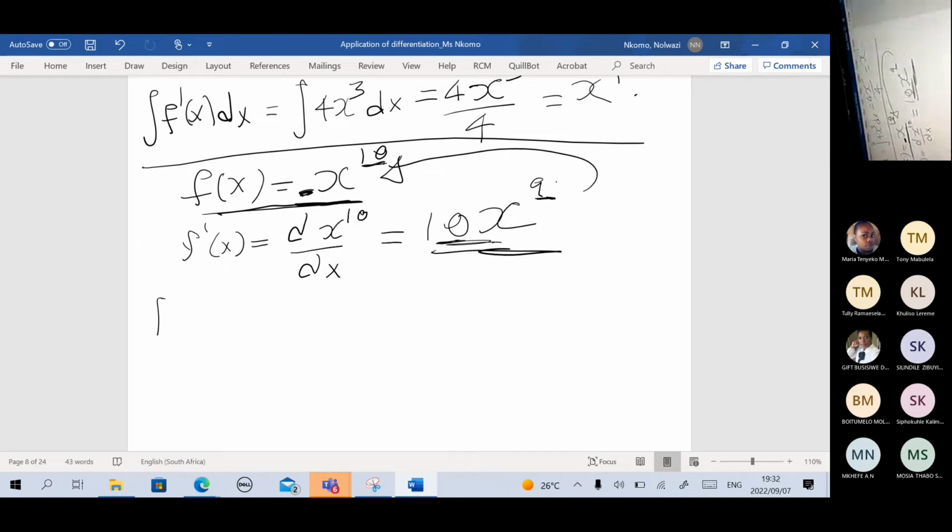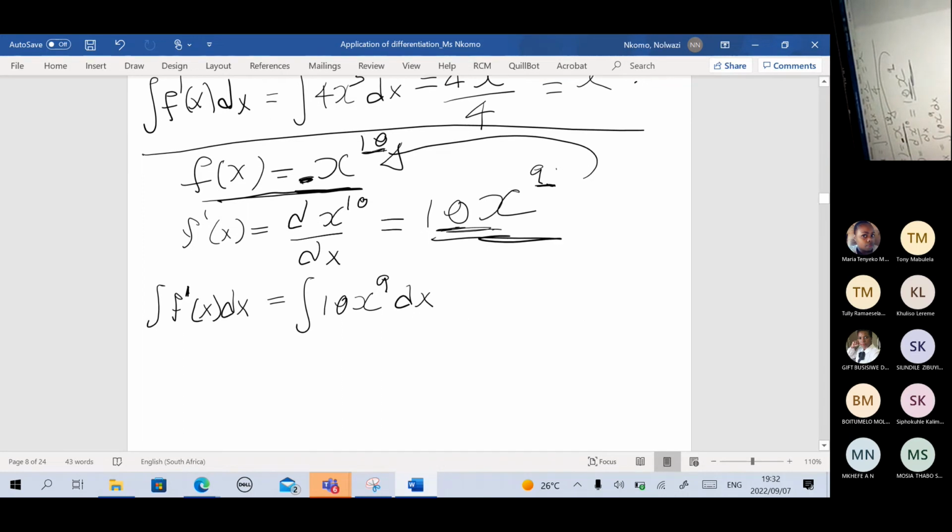So this means the integral of f prime at x in this case would be the integral of 10x to the power 9 dx. In this case, we said we need to add 1 to the power, right? And we divide with this 10. So this means the integral of 10x to the power 9 would be x to the power 10, right?